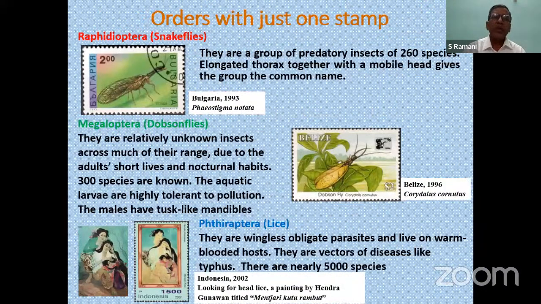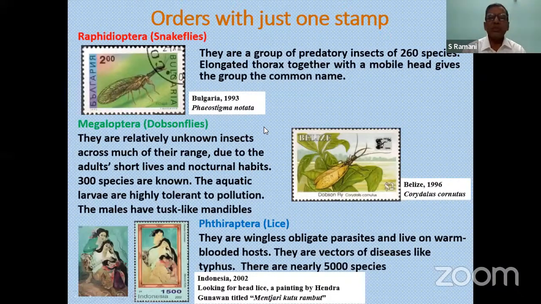One is Raphidioptera, which is snake flies. These are a group of predatory insects with about 260 species, and they have a very elongated thorax. As you can see from this stamp itself, they have a very elongated thorax and a mobile head, so it almost looks like a snake. That is why it has got its common name, snake flies, and Bulgaria has produced a stamp on the snake fly.